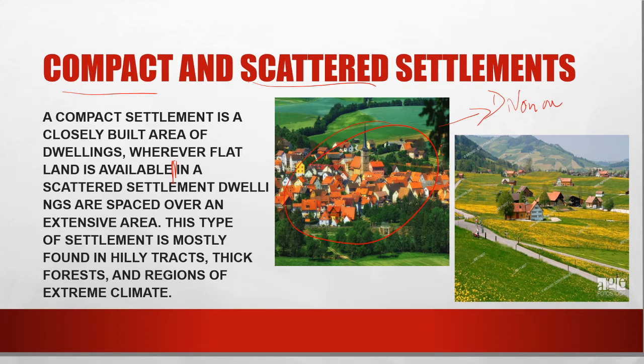Whereas scattered settlements are laid over an extensive area where there is a huge amount of space, like one home is here, then another here. This is an example of a scattered settlement. It's mostly found in hilly tracts, thick forests, and regions of extreme climate. You all can link it with a hilly region, a hill station you have ever visited. Let us take an example of Mussoorie. We have seen the houses there are located at a great distance from each other, and hence that is an example of scattered settlements.